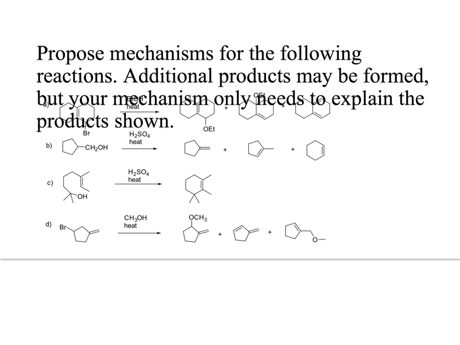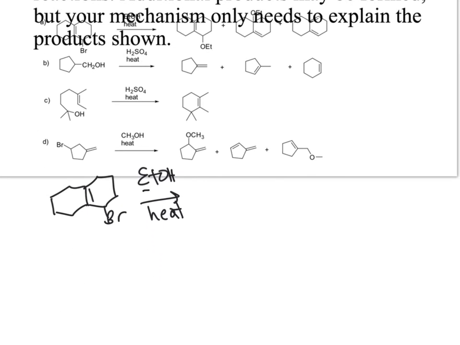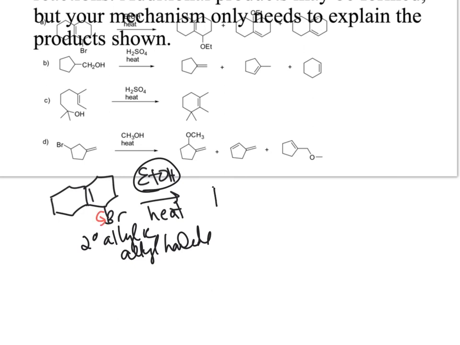Okay, so let's redraw this one. You want to show the mechanism. And you have a weak solvent, ethanol. So the ethanol is weak. So it's a weak base or weak nucleophile. You have a secondary allylic alkyl halide. Okay, so that produces a nice stable carbocation.